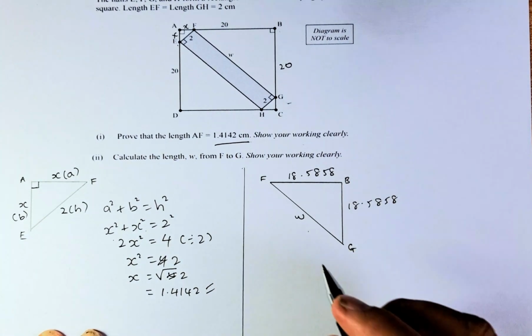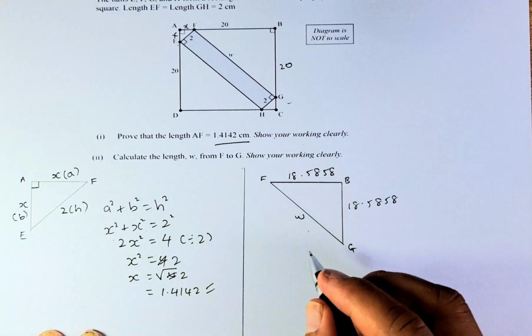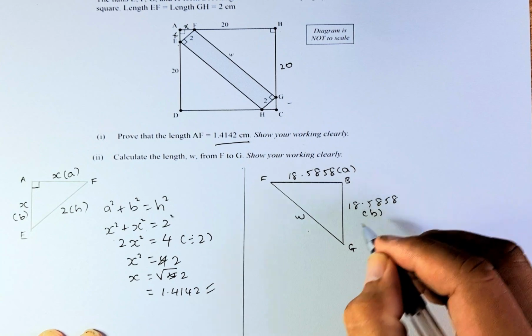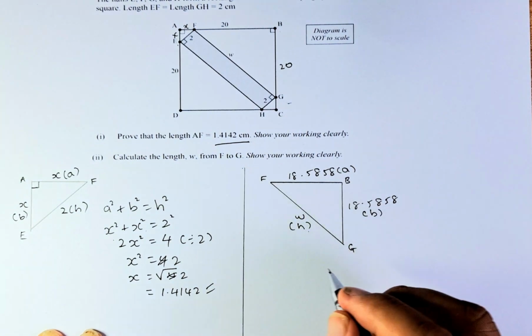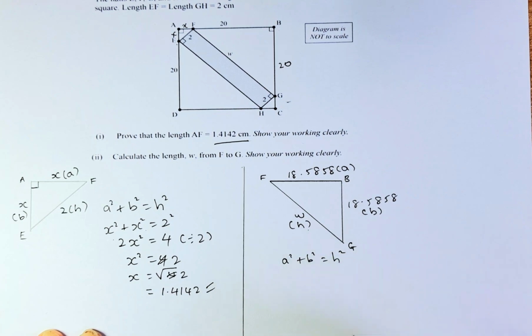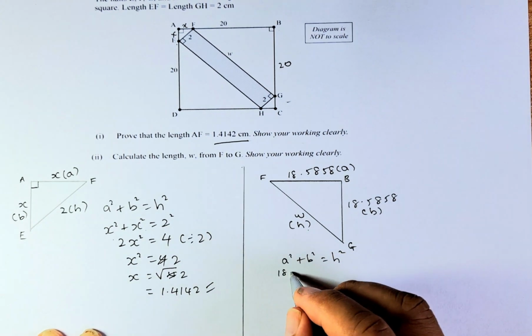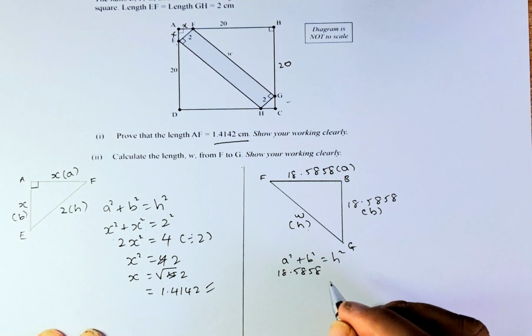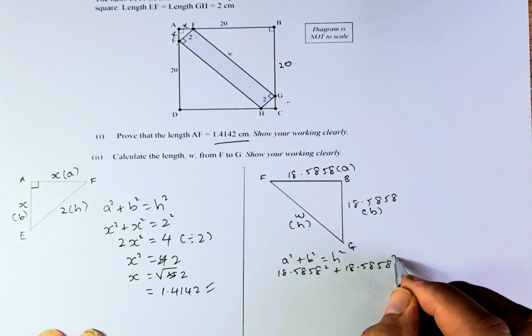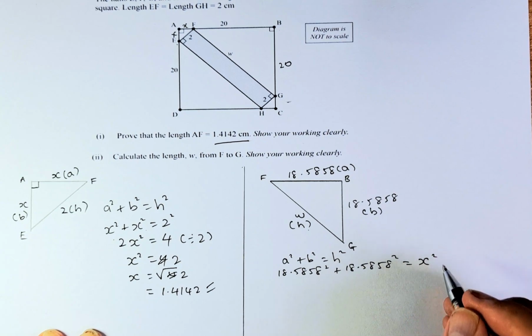How do we do that? We find it using Pythagoras again. We label them. This is A, this is B, and this must be H. The formula is A squared plus B squared equals H squared. Substituted, it is 18.5858 squared plus 18.5858 squared equals W squared.